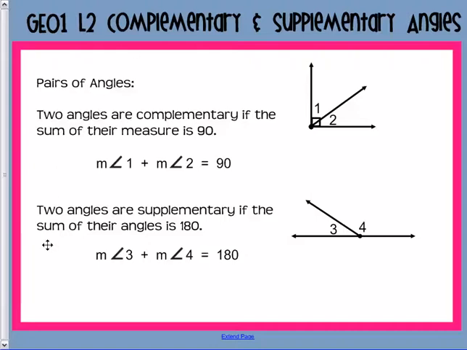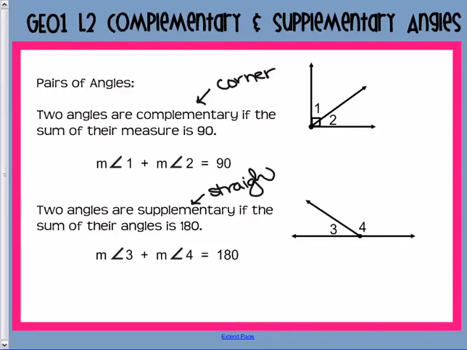Okay, if we look down here, these two angles are considered supplementary because their sum is 180 degrees. Angles 3 and 4 together make 180. So if we added these, they would be 180, and if we add the complementary ones, they'd be 90. Complementary forms a corner, and supplementary forms a straight line.